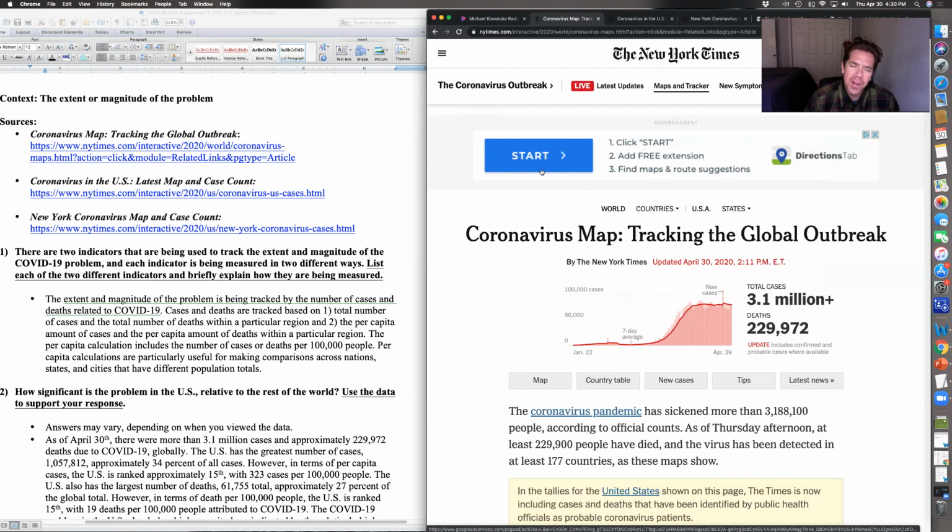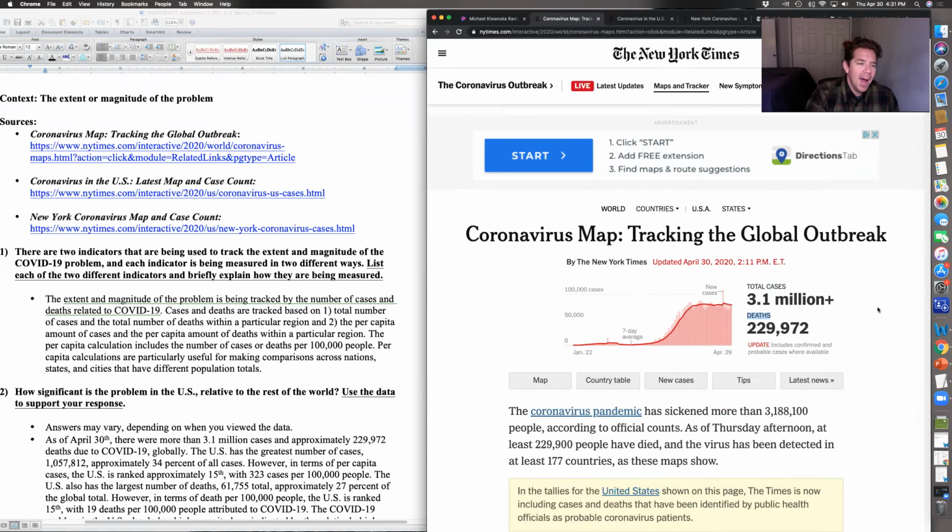There are arguably more indicators, but in what I presented here, what's being tracked are the cases, so the identified positive cases of COVID-19, people that test positive for COVID-19, and the number of deaths attributed or related to COVID-19. These are the two primary indicators that the New York Times is tracking. There are other indicators as well, which we'll get into, like hospitalizations, but here what's being tracked are positive cases and deaths.